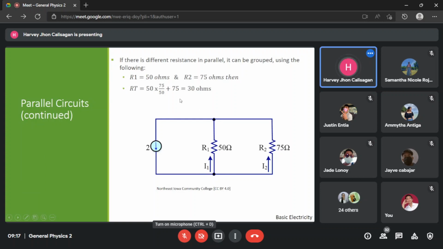The reason why we got the answer of 30 ohms is that we took their GCF. The GCF of 50 and 75, the answer there is 150. So the 150 is the GCF of the 50 and the 75. How did we get the 150? For us to get the 30 ohms, we go back to basic mathematics.